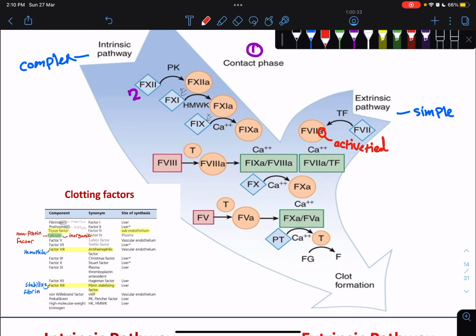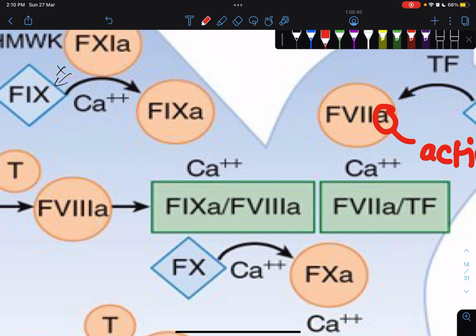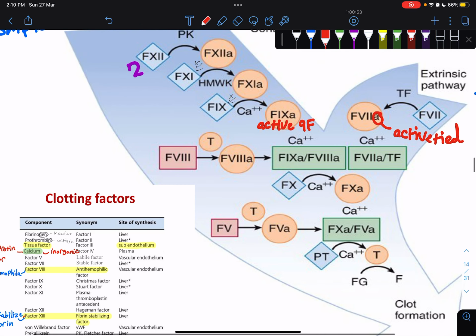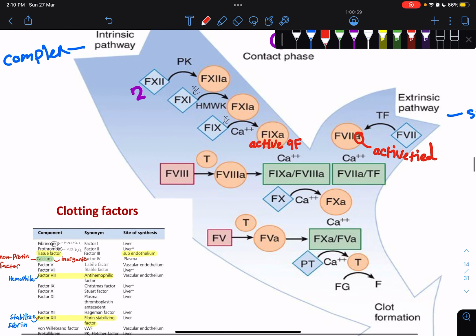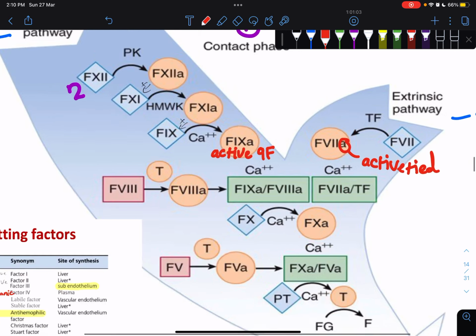Factor number 9 will also receive one more factor. Factor number 8 is also needed. Factor 8 is activated by a little amount of thrombin, little traces of thrombin which come in the blood, and factor 8 is activated to 8A. Now 9 is ready here and 8 is ready here. Both are now activated at the same time. 9 is active and 8 is active.